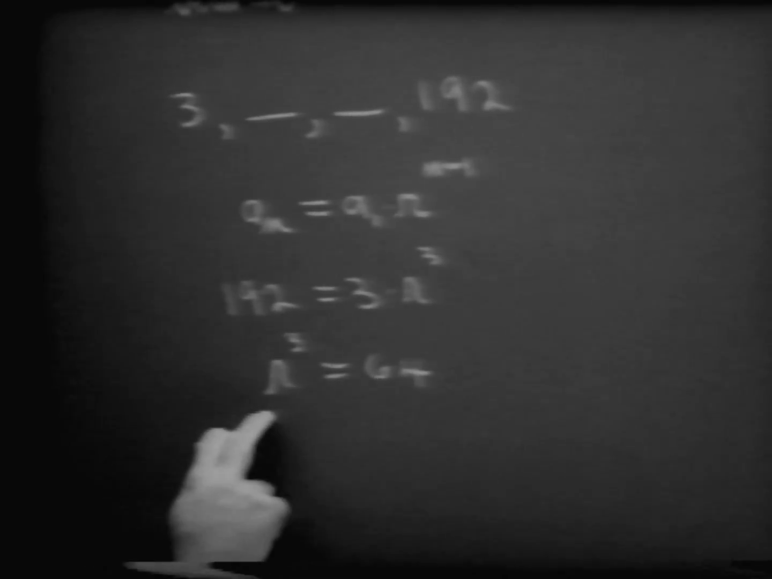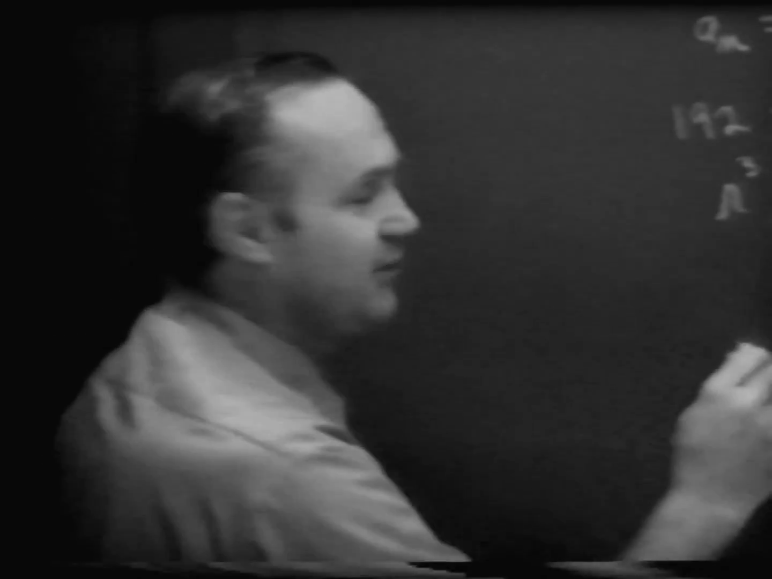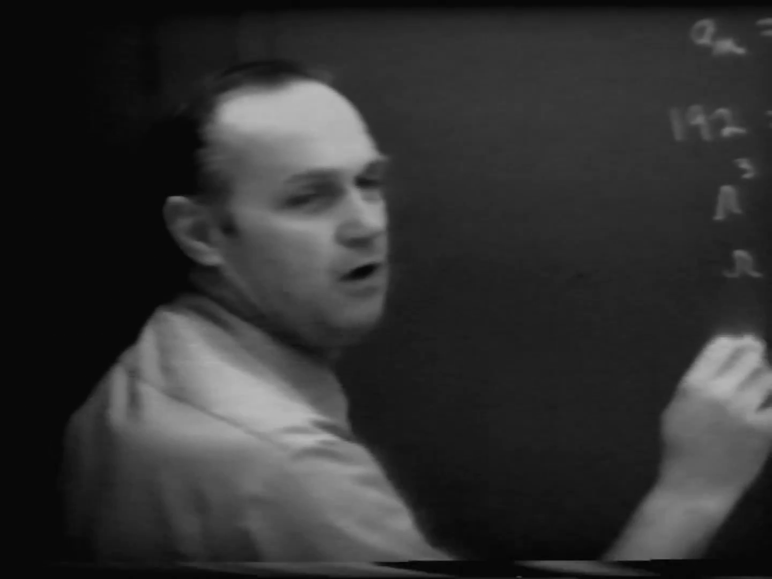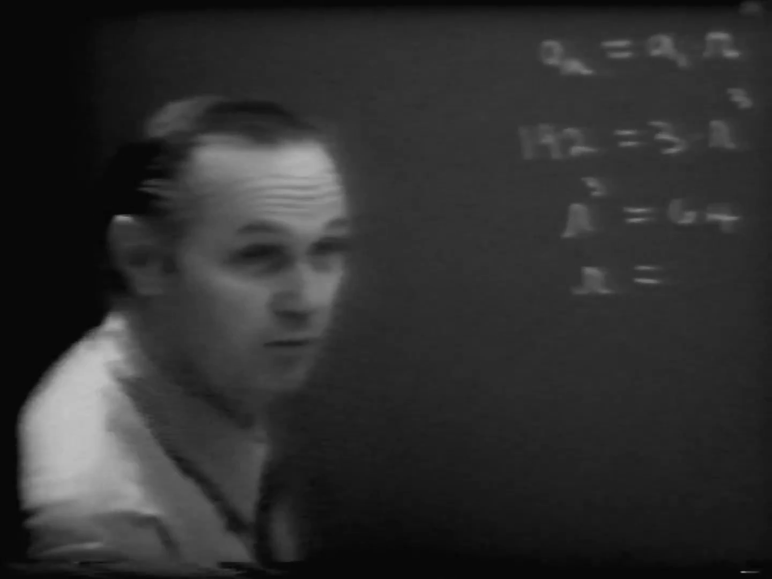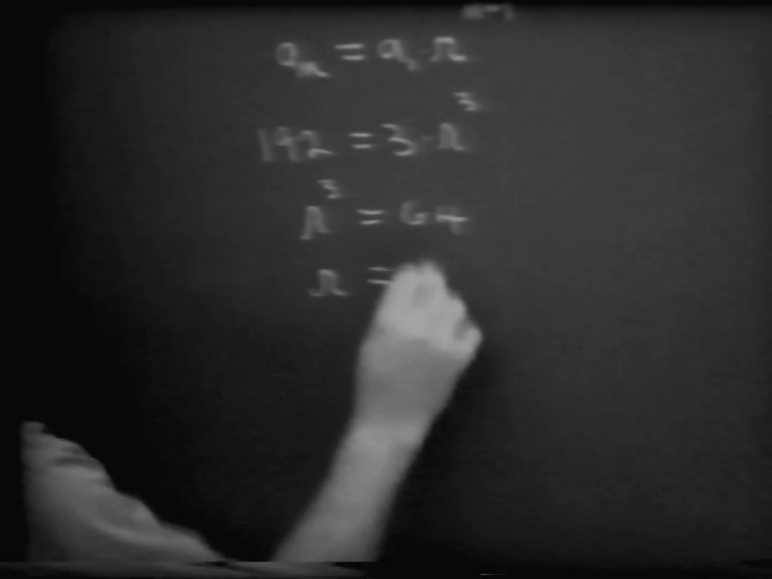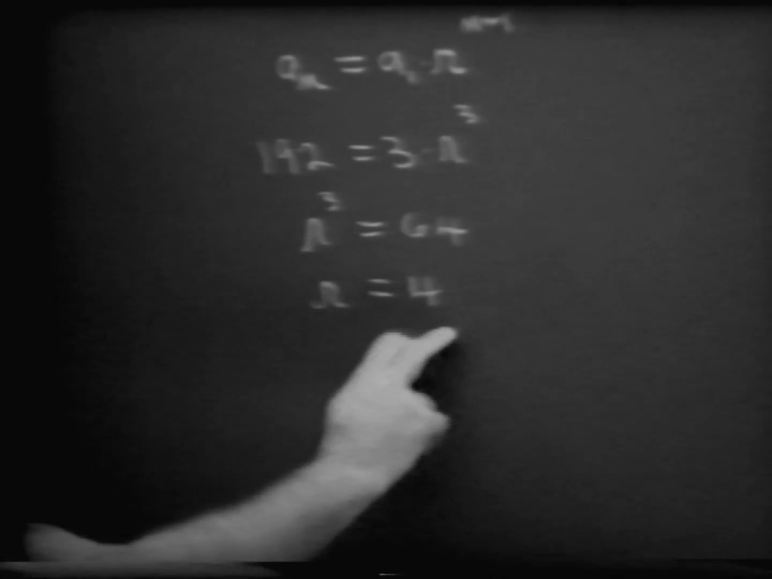64. And now notice here we have a cubic equation, a polynomial equation of degree 3, in which we want a number which when multiplied by itself 3 times is equal to 64. And I think you will all agree that there is exactly one number which will do this. And what is that number, Bill? 4. It's equal to 4. And now notice here then, r is equal to 4, where r is our common ratio.